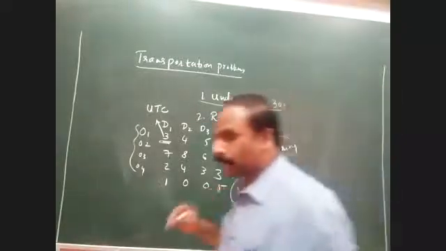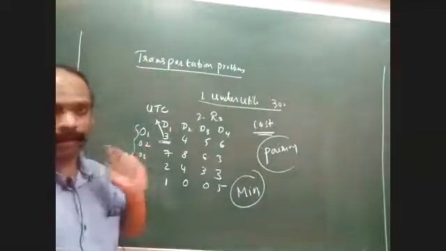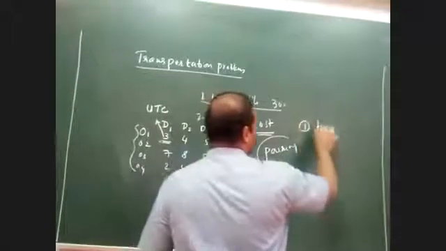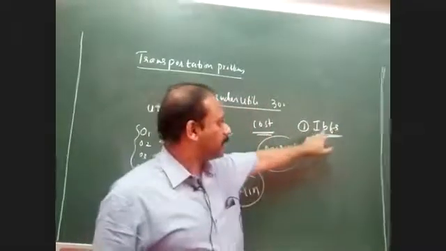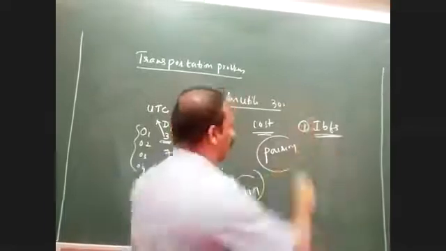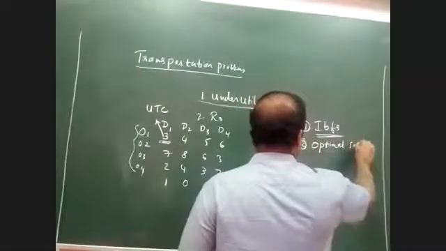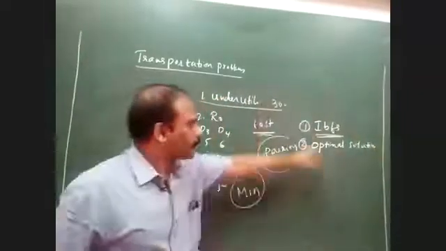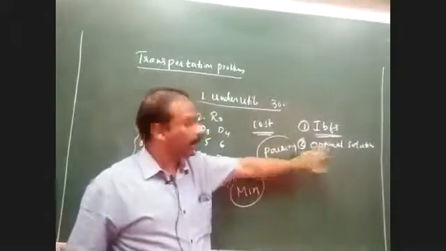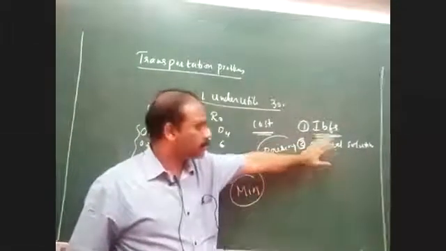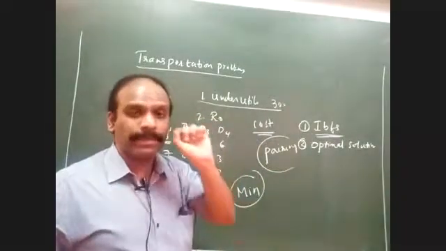When it comes to different types of solutions in the transportation problem, we talk about two important types of solutions. The first type of solution is called IBFS. IBFS stands for Initial Basic Feasible Solution, and the second one is called Optimal Solution. Now, what is the difference between Initial Basic Feasible Solution and Optimal Solution? Initial Basic Feasible Solution is nothing but the various alternate solutions available for one particular problem.